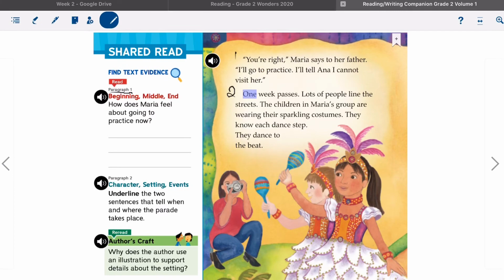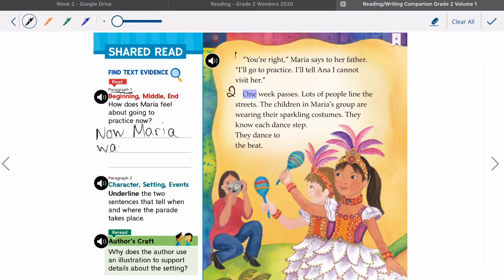Now, oops, pen tool. It's like remembering to pick it up. Now, Maria wants to go to practice. And I think we did something yesterday where all the words didn't fit in the sentence. But today we want to try to use that whole sentence with the capital letter and the ending mark.